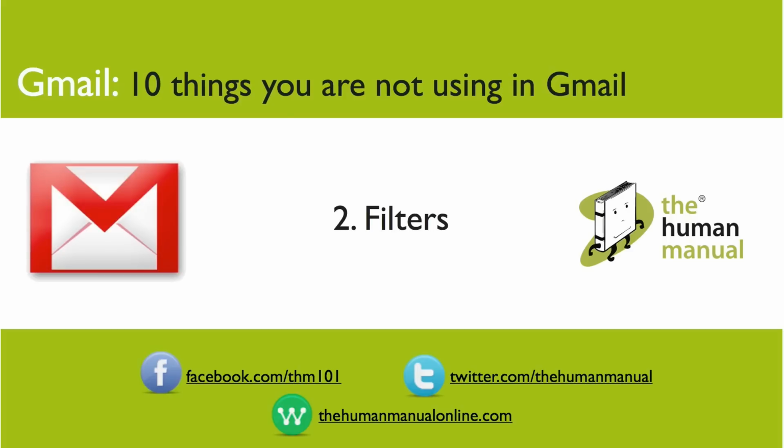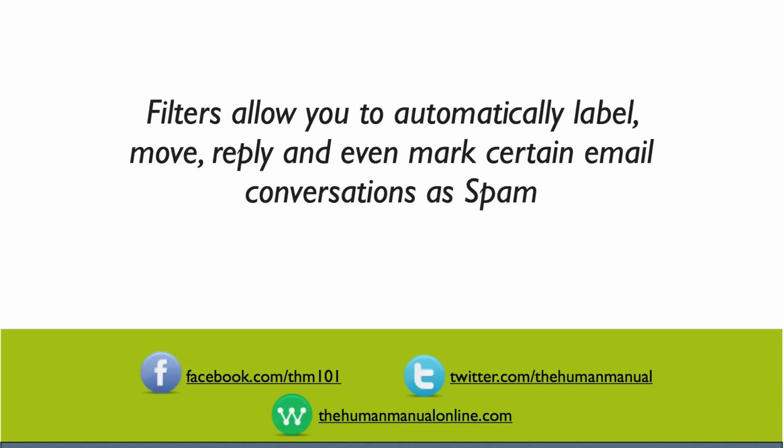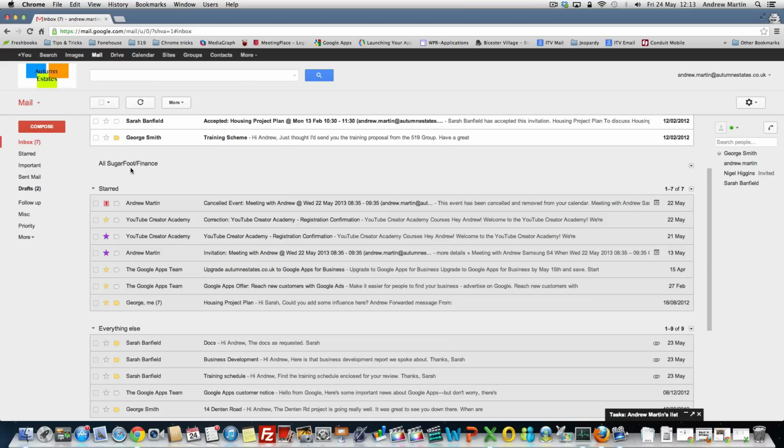So let's have a look at number 2. This is the top 10 things, the 10 things that we're not using in Gmail. So this is number 2. This is filters and the ability to have rules to move and respond and do more things with your email conversations than you probably would have thought is possible.